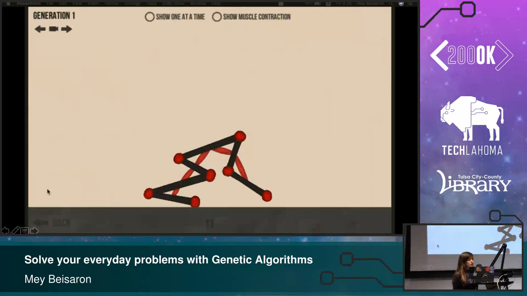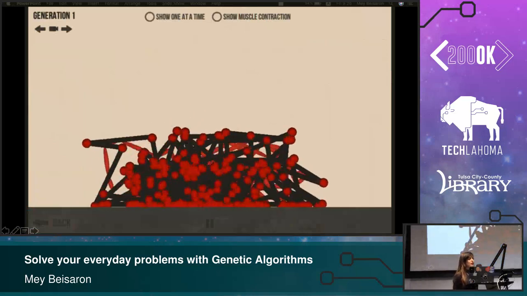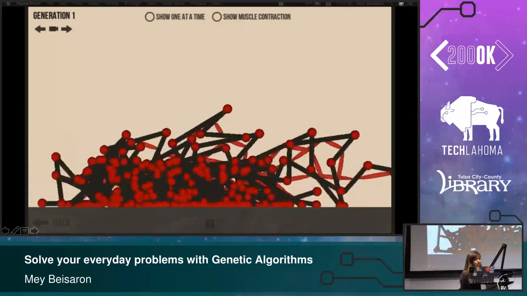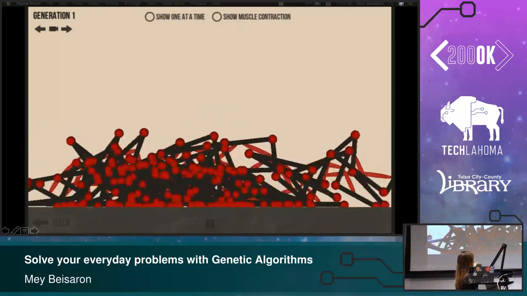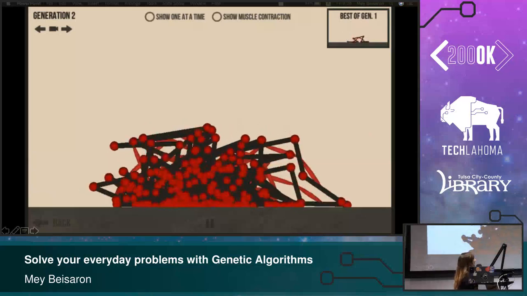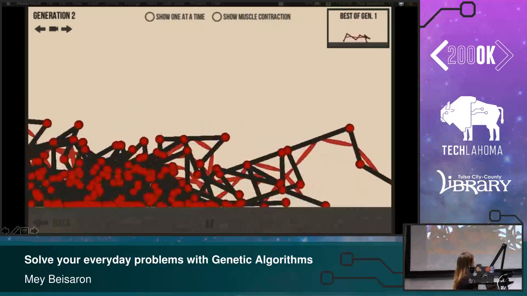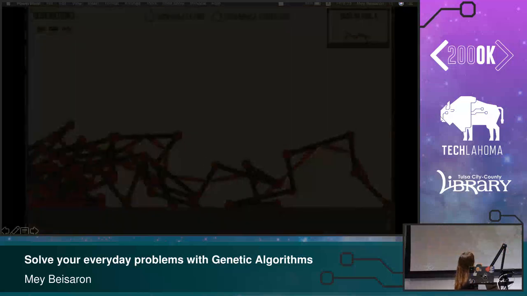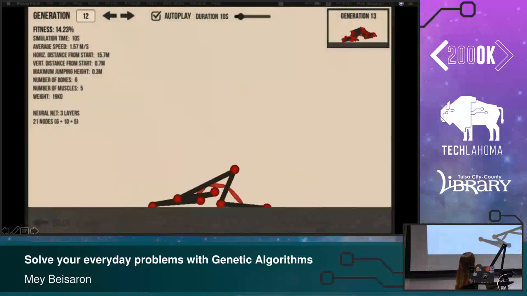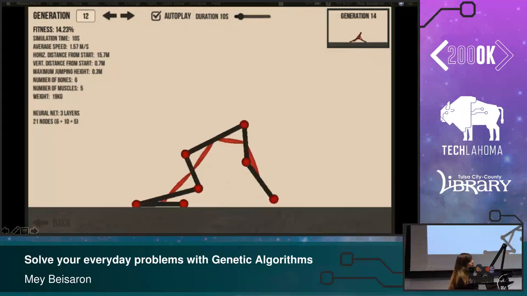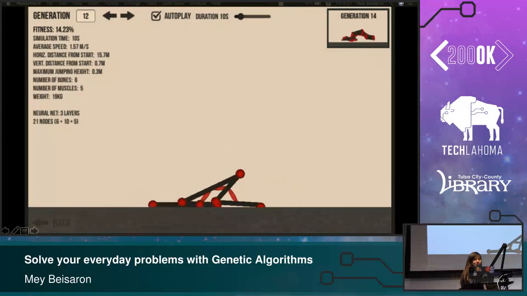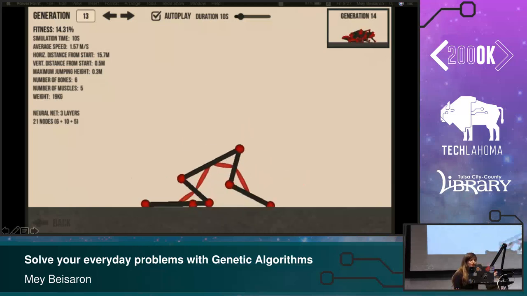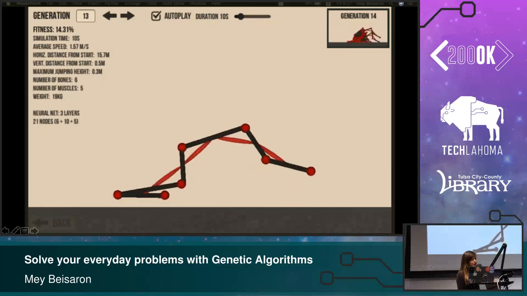So I chose evolve, and what you see over here is many, many frogs trying to make their way somewhere. So weird, I know, but yeah. They're jumping around with their weird legs and muscles. And for those of you in the back, it's generation number 12, it has a 14% fitness. So 14% fitness, it's okay. You see the frog, it managed to jump a little bit.